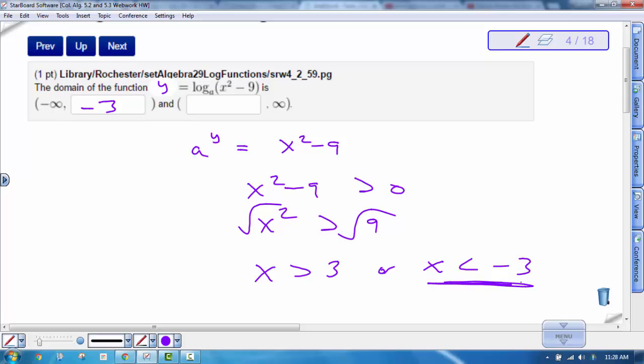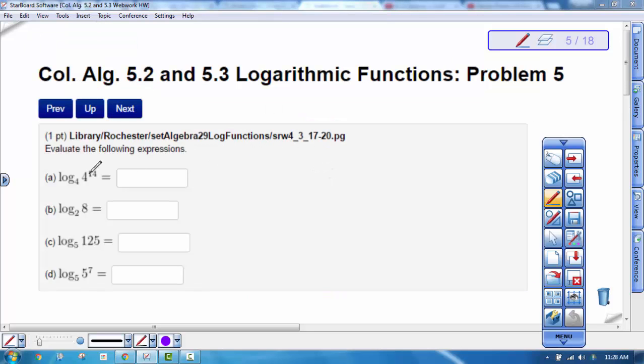This interval right here can be represented in interval notation as negative infinity to negative 3. And this interval right here can be represented as 3 to positive infinity in interval notation. Okay, the next question wants us to evaluate these log expressions.